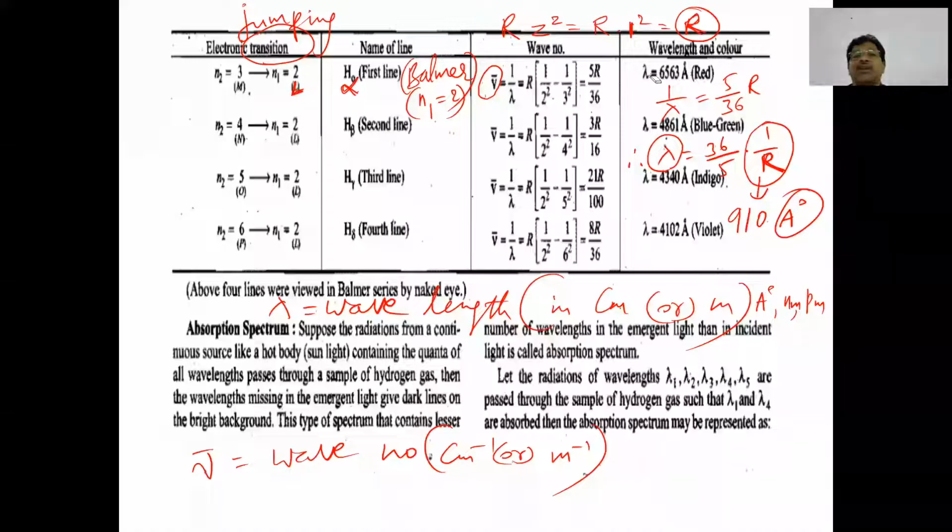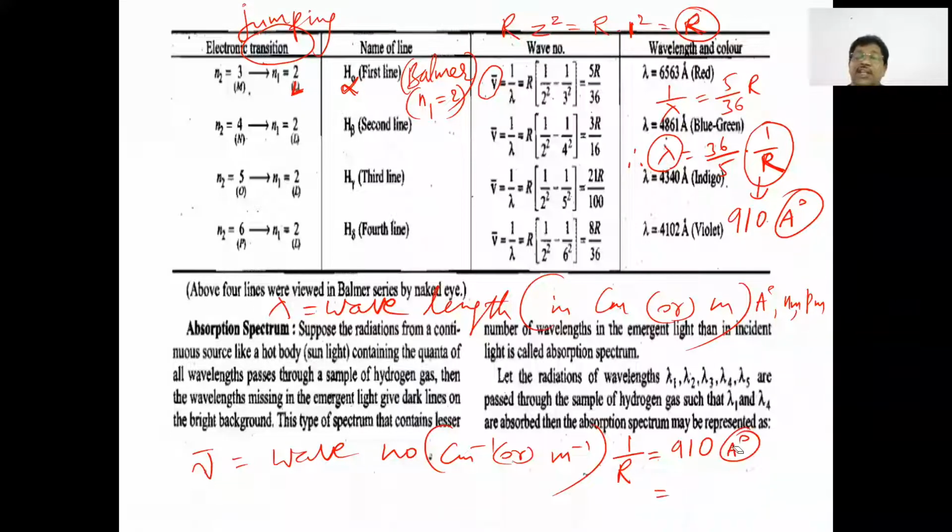So the lambda value of this first line can be calculated. How much do we get here? 6563 angstroms. Is the concept clear? Here, remember, 1 by R is equal to 910 angstroms. If you remember this value, you can easily do it. So what is the value to be remembered here? 1 by R is equal to 910 angstroms if options are given in angstroms.